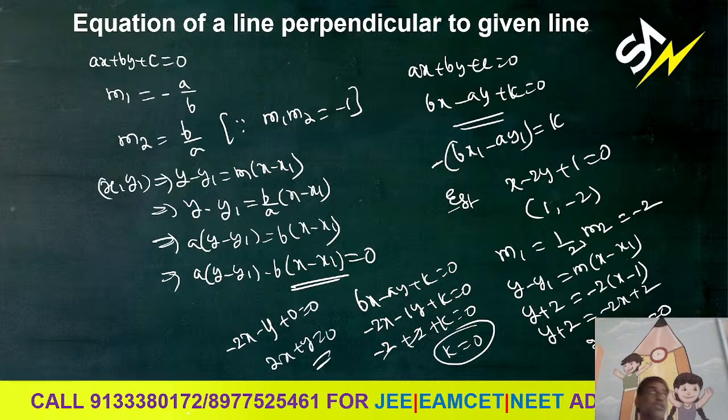In any case, we can get the answer as 2x plus y is equal to 0. We can do it like this. Clear? Equation of a line parallel to the given line, equation of a line perpendicular to the given line. Clear?